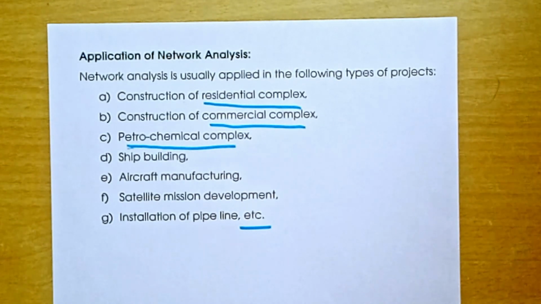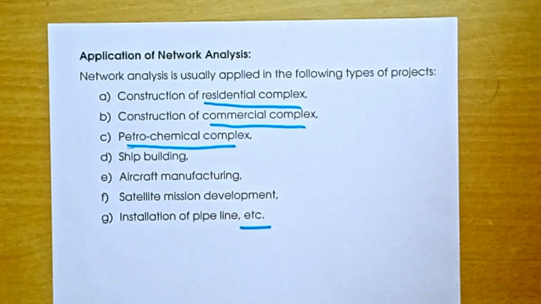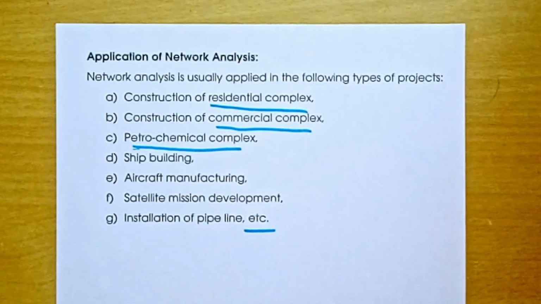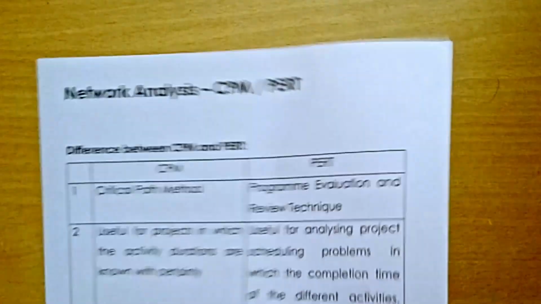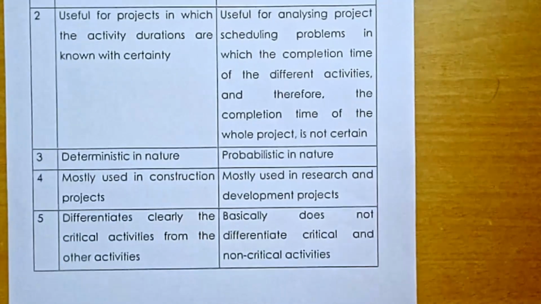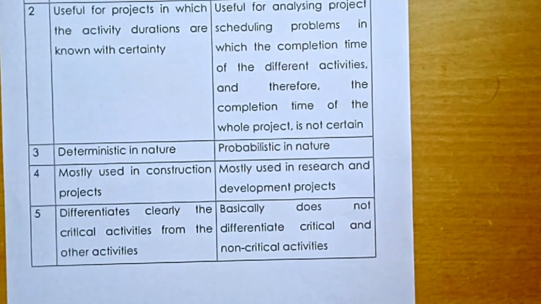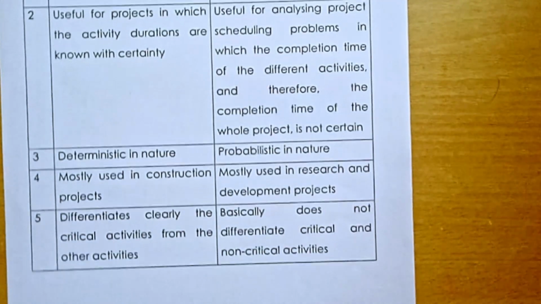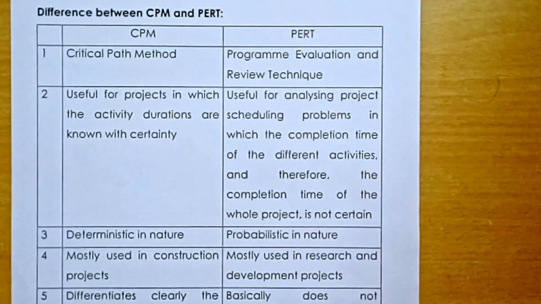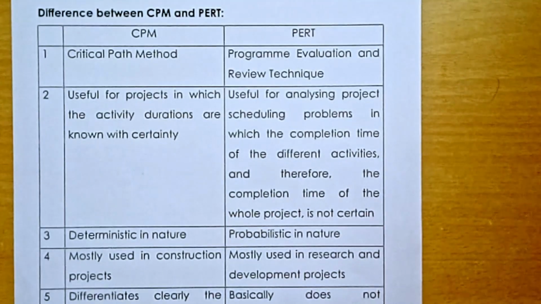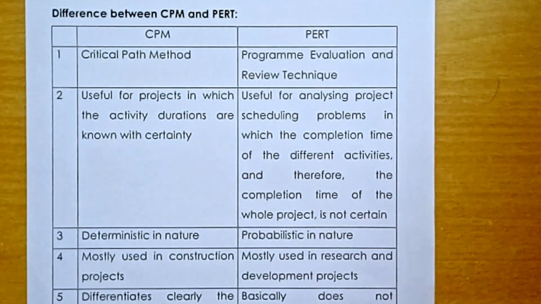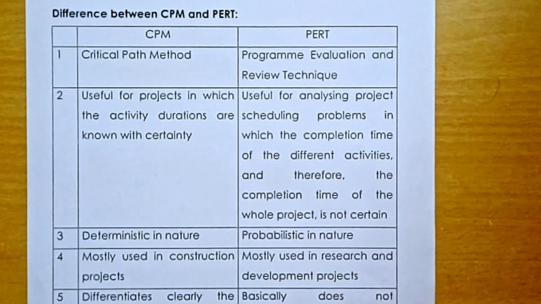Network analysis should be carried out, and as part of network analysis, a network diagram also has to be drawn. Now, network analysis has a number of techniques. The most popular techniques are critical path method and program evaluation and review technique, PERT. These are the most popular and widely used techniques for network analysis. One is the critical path method, and another is the program evaluation and review technique. Let us see the differences between these two.